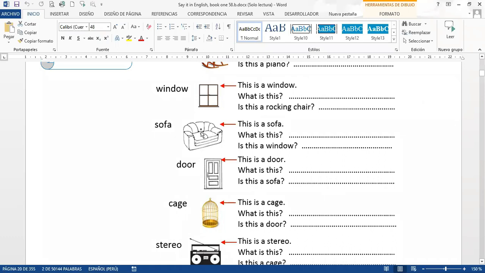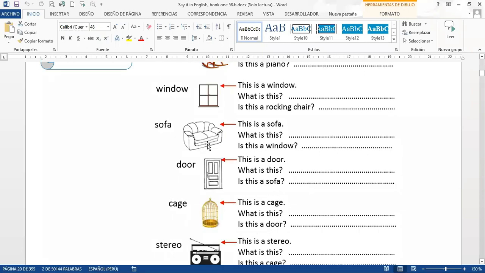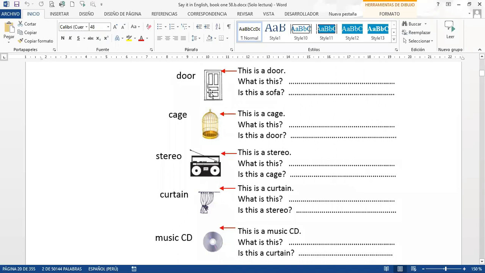This is a sofa. What is this? It's a sofa. Is this a window? No, it isn't. It's a sofa. This is a door. What is this? It's a door. Is this a sofa? No, it isn't. It's a door. This is a cage. What is this? It's a cage. Is this a door? No, it isn't. It's a cage.